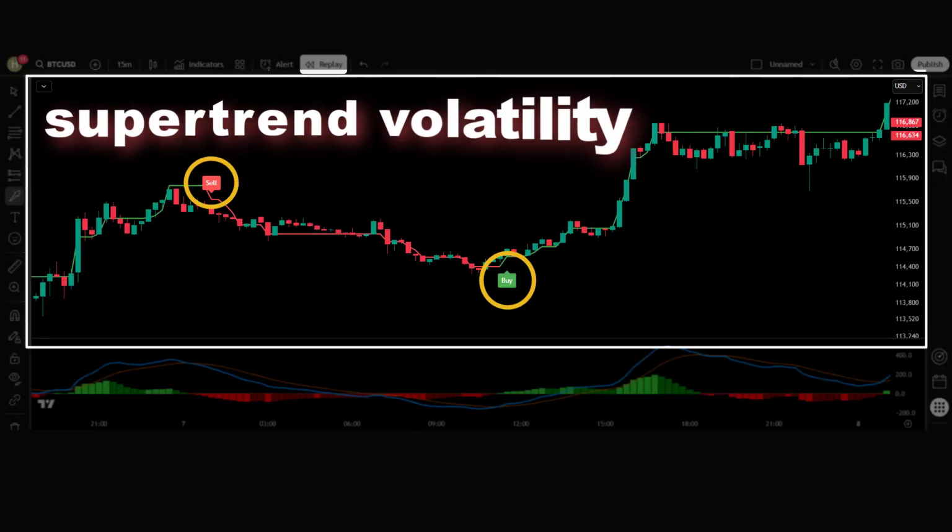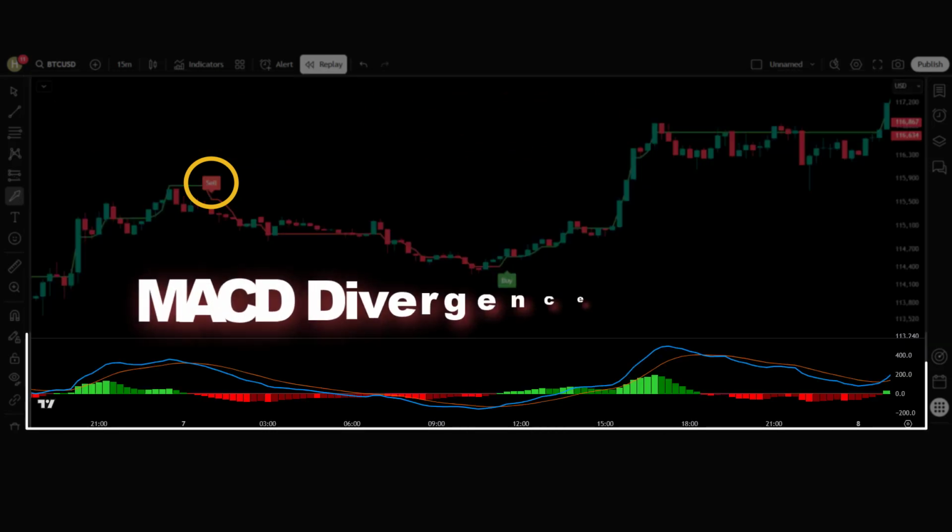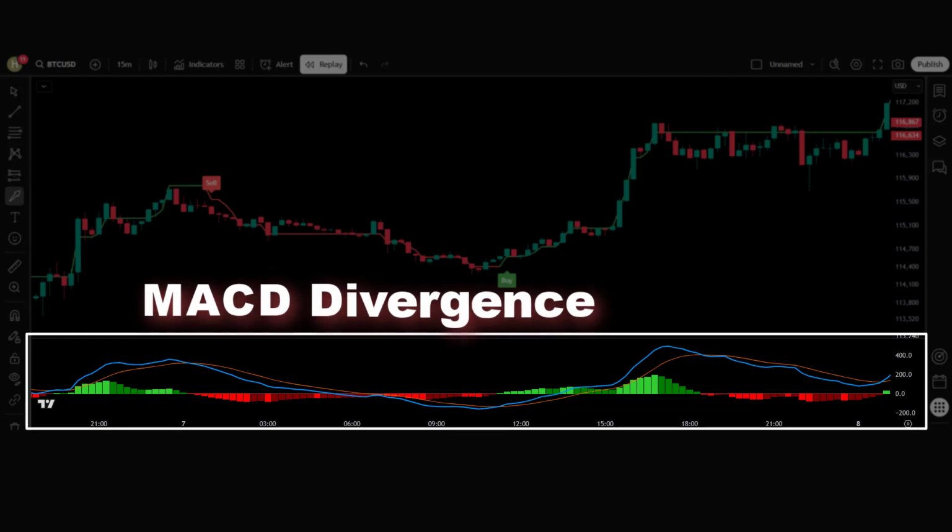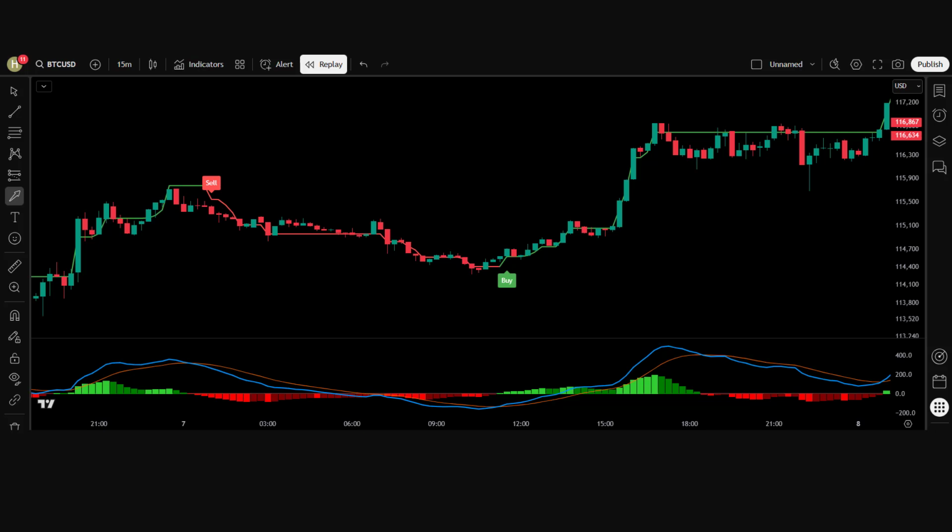The buy-sell signal indicator that we see in the chart is called SuperTrend volatility. And the bottom indicator that we can see in the chart is called MACD divergence. Now, let's understand the concept where we will take buy and sell trades based on their conditions.